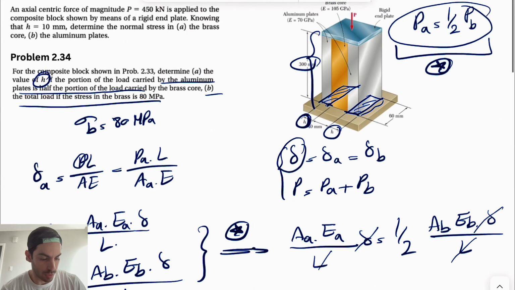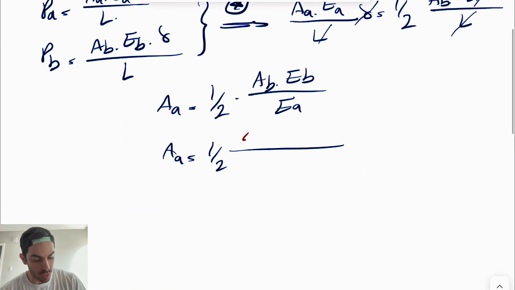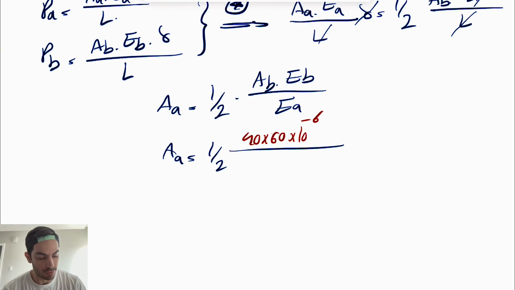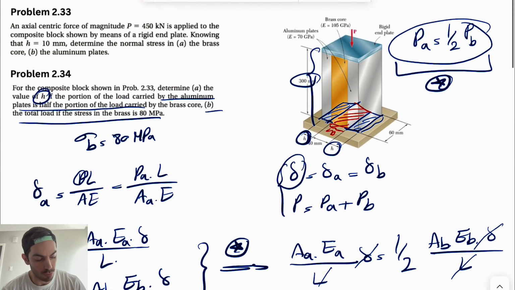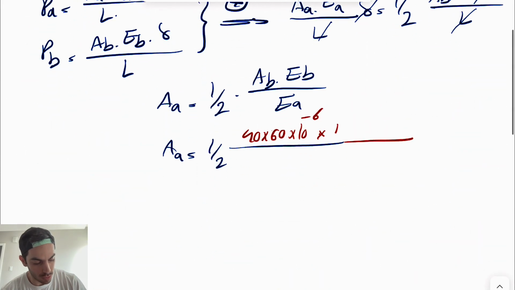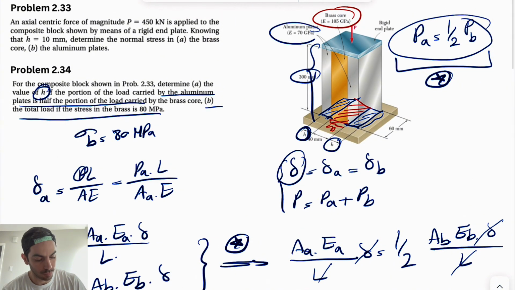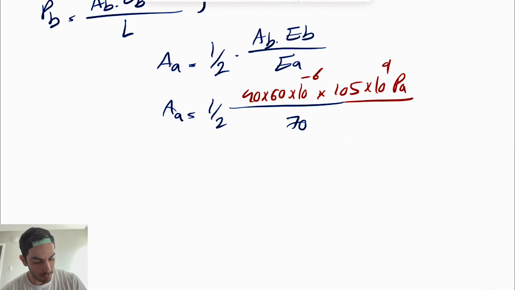So 1/2 of the area of the brass is also this area. I'm going to show it with red so we can differentiate. One side is 40, the other side is 60, so basically 40 times 60. Keep in mind that we need a unit conversion because it's in millimeter, so 10 to the minus 6 in order to get it in meter. We also have the elastic modulus of brass, 105 gigapascal, so times 105 10 to the 9 pascal for the giga, and the elastic modulus of aluminum, 70 gigapascal, so times 70 10 to the 9 pascal.